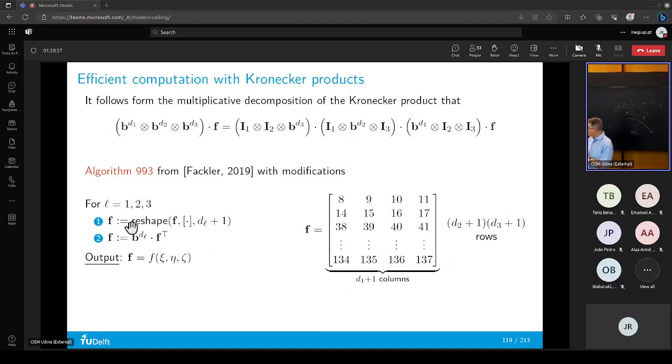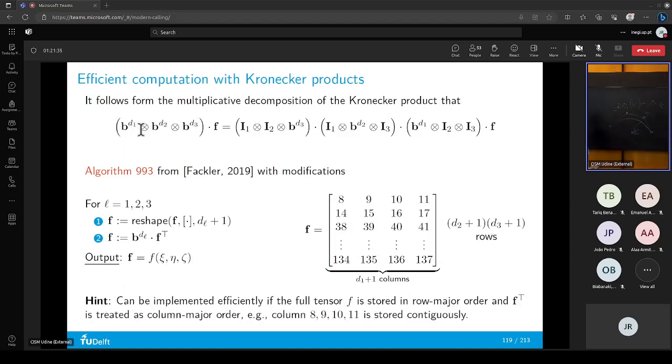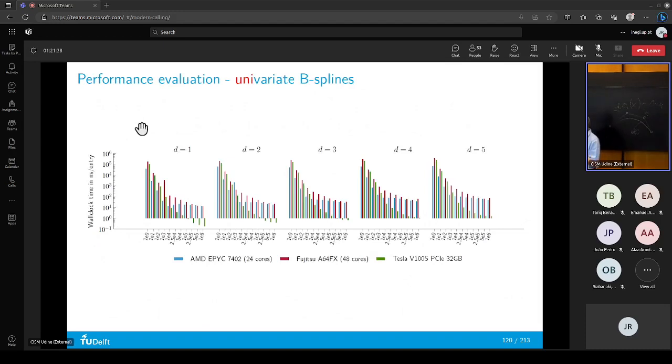So we reshape F, take the first univariate basis, and multiply it. This gives us a vector. Then I have to reshape it again, but reshaping is just interpreting the numbers which are contiguous in memory in a different way, with the second one, etc. This is one of the most efficient ways to evaluate such products if one side is a Kronecker product, without really working out the Kronecker product.